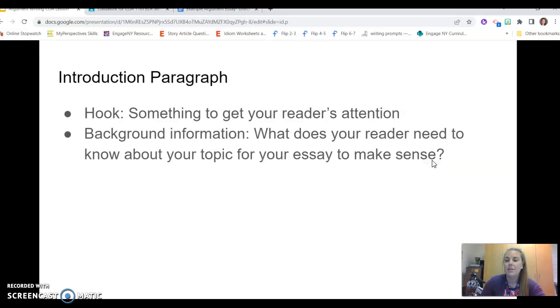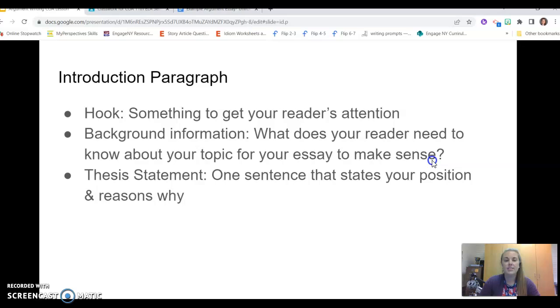Okay. Then you go into your background information. What information does your reader need to know for your essay to make sense? So what background information do they need to know about Mark? Do they need to know about Carly? This should just be 2 to 3 sentences, real brief, just introduce us to the characters.